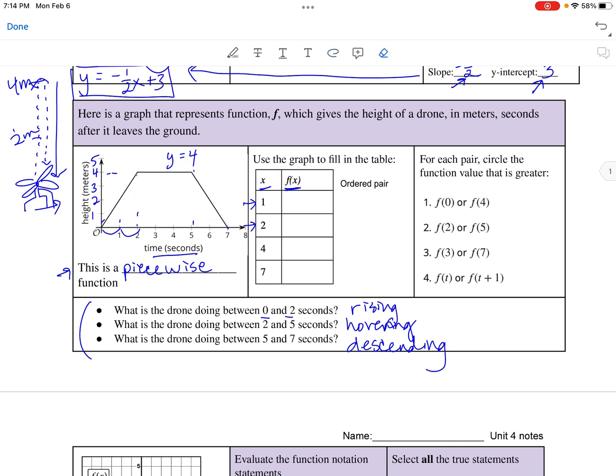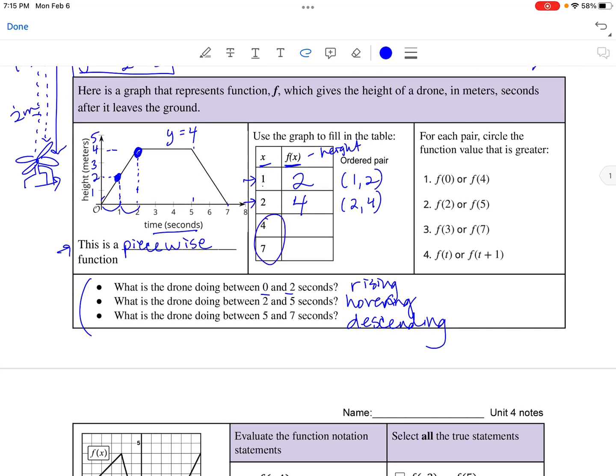When x equals 1, so at 1 second, what is f of x? What is the output? Well, the height in meters is f of x. It is 2. When x is 2, f of x, the output, or height in this case, is 4 meters. And we could write these as ordered pairs, and they would match up to these points on our graph. You will fill out these 2 on your own.